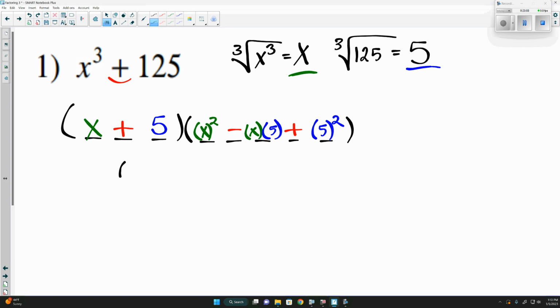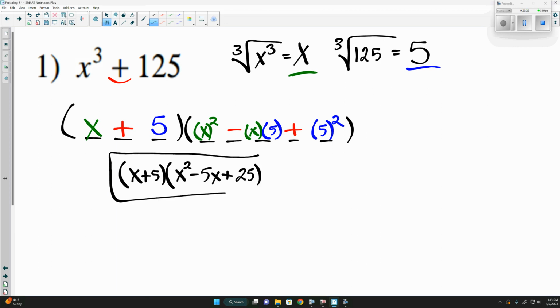And when we simplify this, we'll have x plus 5 times x squared minus 5 times x, or x times 5 is 5x, plus 5 squared is 25. And that's it.